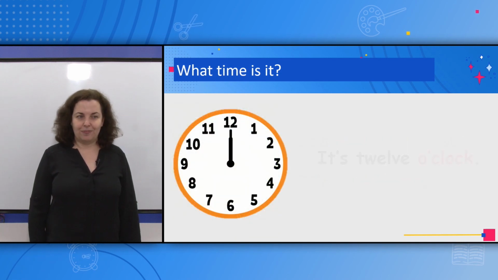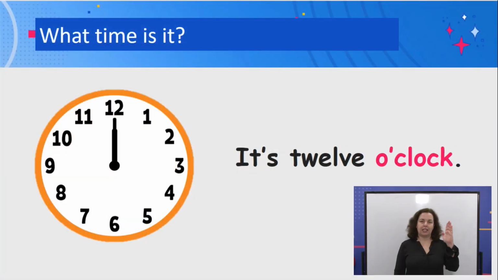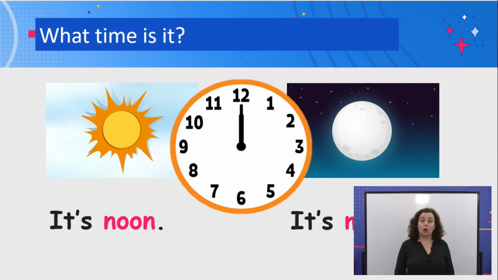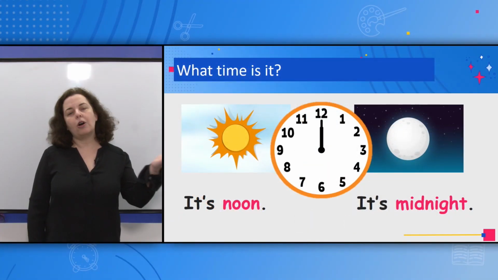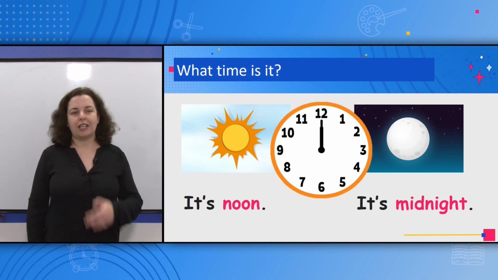What time is it here? It's 12 o'clock. Whenever the two handles are on a round time, either 1, 2, 3, both handles are on 12, you add the word o'clock. It's 12 o'clock. But 12 o'clock is very special because you have 12 o'clock in the afternoon and 12 o'clock at night, midnight. So there are 3 ways of saying 12 o'clock. Either it's 12 o'clock, or it's noon in the afternoon, or it's midnight, chatzot in Hebrew.